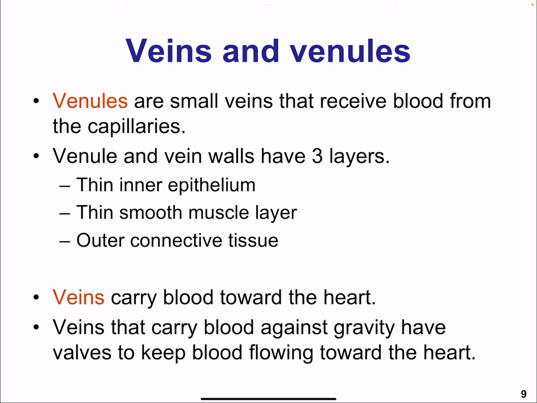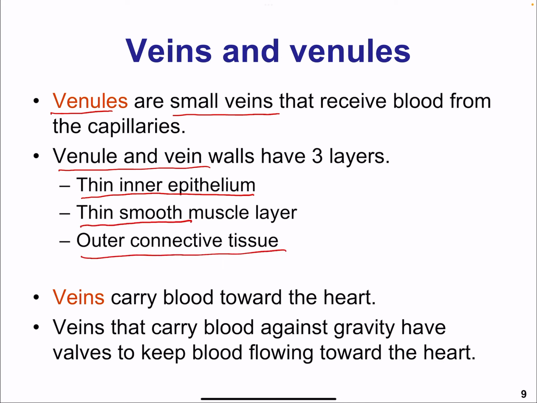Now, the venules and veins. The venules are smaller than veins. They receive the blood that comes from arterioles and capillaries, and then send that blood to the veins, and eventually from the veins to the heart, right? The venules and veins are going to have three layers, as I already mentioned. An endothelium, okay? Thin smooth muscle, and outer connective tissue.